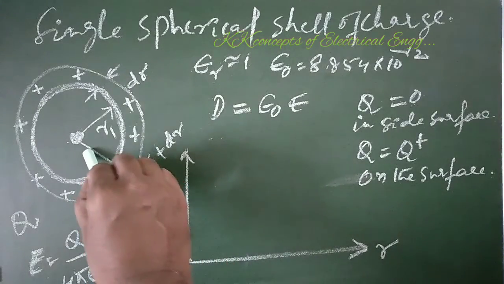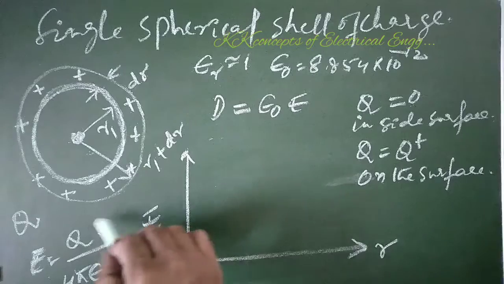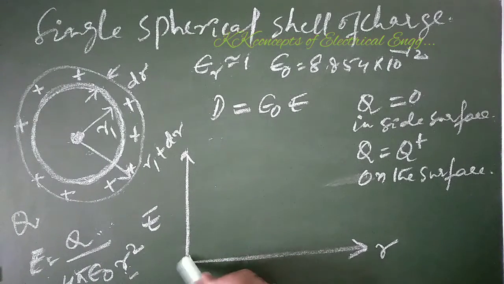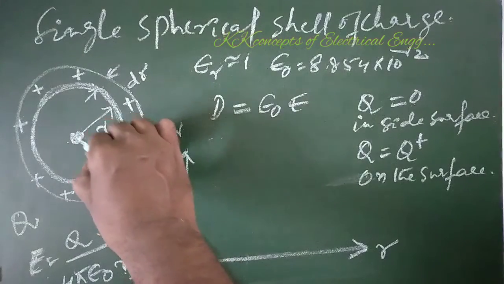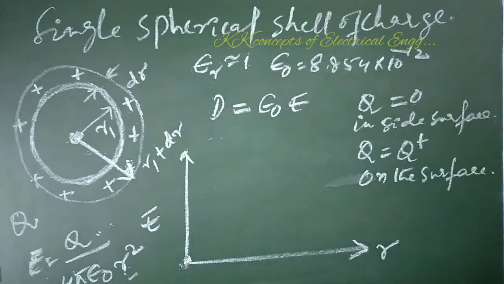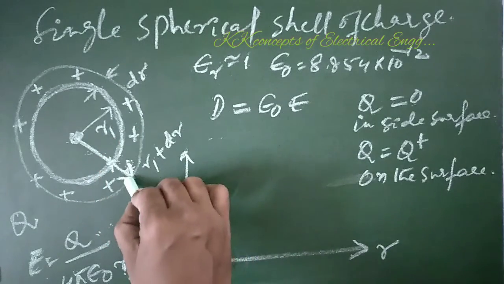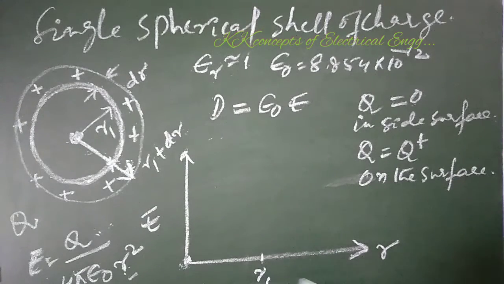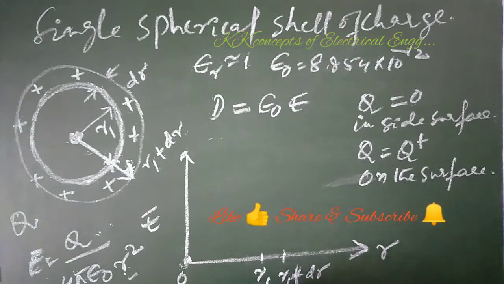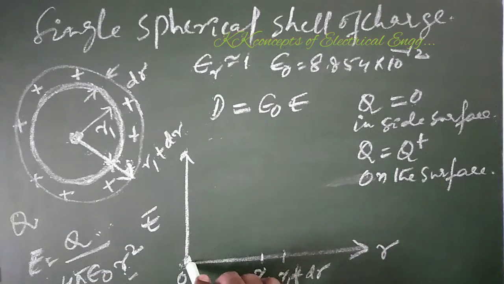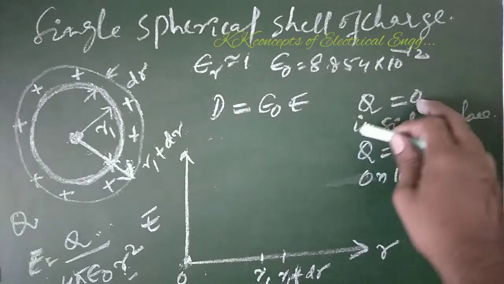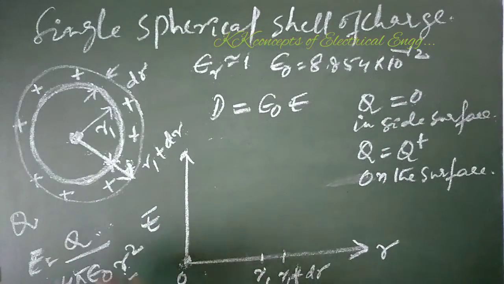But inside the sphere, Q is 0. So this is also 0. 0 by 0 is 0, that is the value. As the radius value increases, we have two intersecting points. This is R1 and one more point is R1 plus dr. The electric field intensity E is 0 at 0 and inside the surface Q is 0. So the electric field intensity always remains 0 until this point.